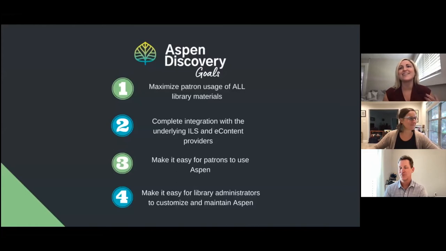With Aspen, we take that knowledge from working in libraries and being experienced in libraries, and we take that and drive our goals and our direction when we're talking about our support models and our development models. So when developing Aspen, we always take it back to these four goals. We want to maximize patron usage for all library materials, which is not just books. We know that libraries are so much more than just books. We want to really promote your e-resources, your databases, events, everything that you guys got going on.